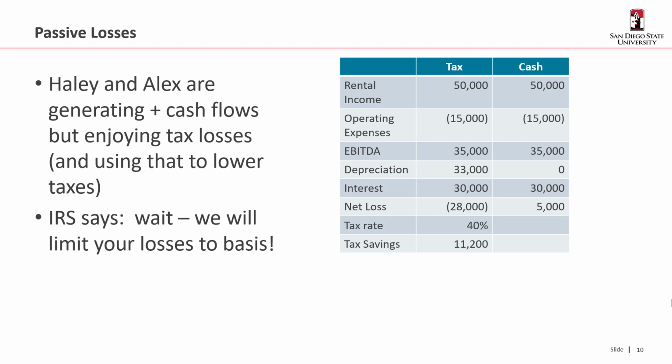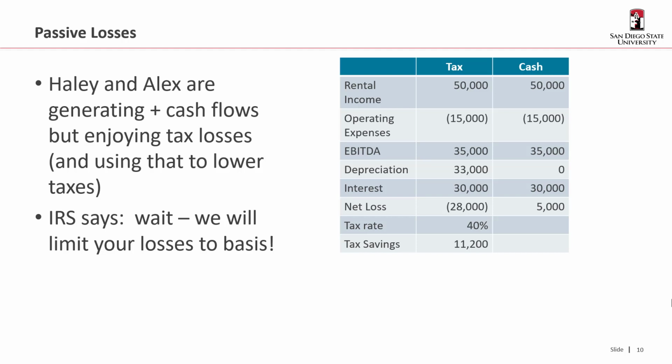If, however, we now look at the tax column, everything is the same except Haley and Alex's partnership is depreciating that building by $33,000 a year. And now recall, depreciation is a non-cash deduction, right? It costs you no cash to depreciate. And so as a result, they're showing a net loss of $28,000. I'm assuming a big old fat tax rate of 40%. So they're generating tax savings each year of $11,200 when they're actually making money. So the IRS does not like this plan.